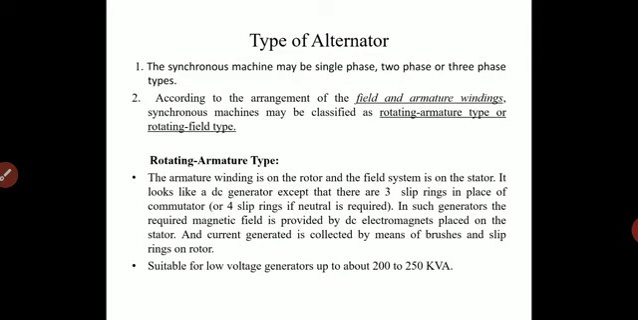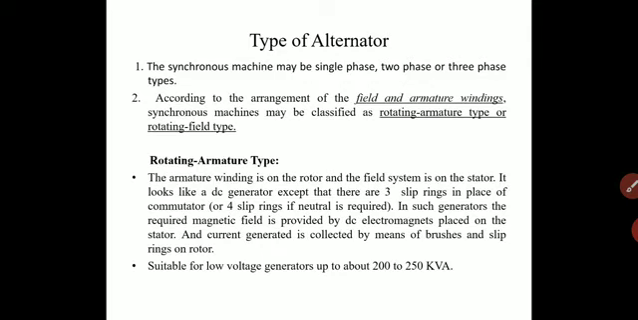whose function is to collect current from the armature winding. If you remember the winding diagram of a DC generator. So in the case of a rotating armature type alternator, here the armature winding is on the rotor and the field system is on the stator. It looks like a DC generator except that there are 3 slip rings in place of the commutator.